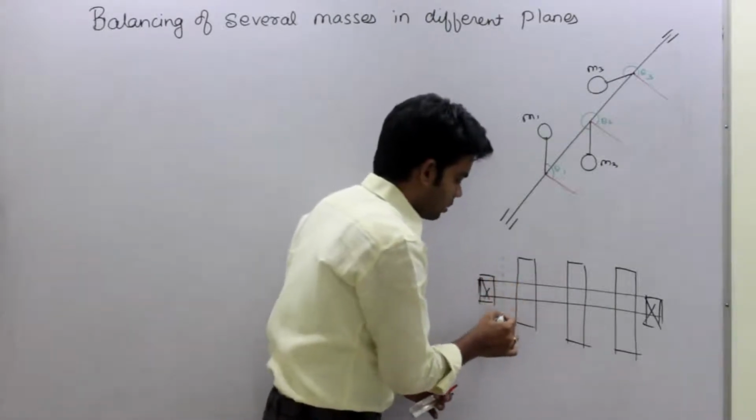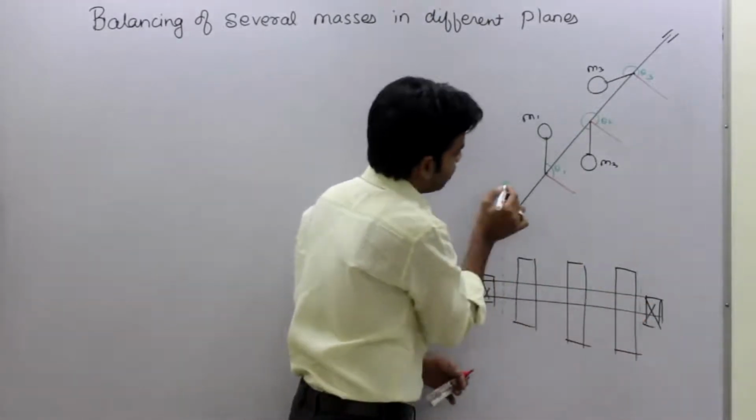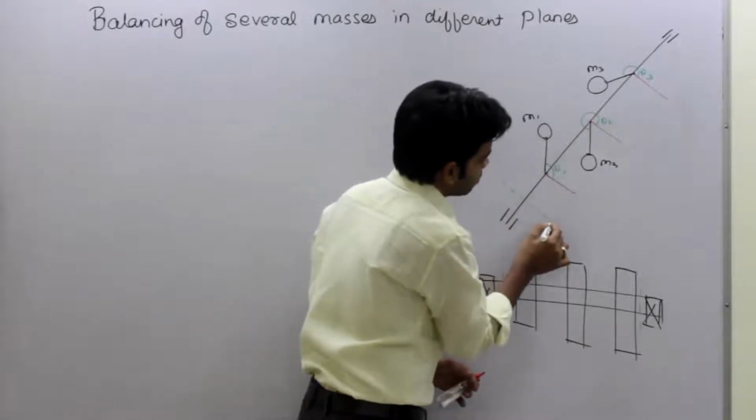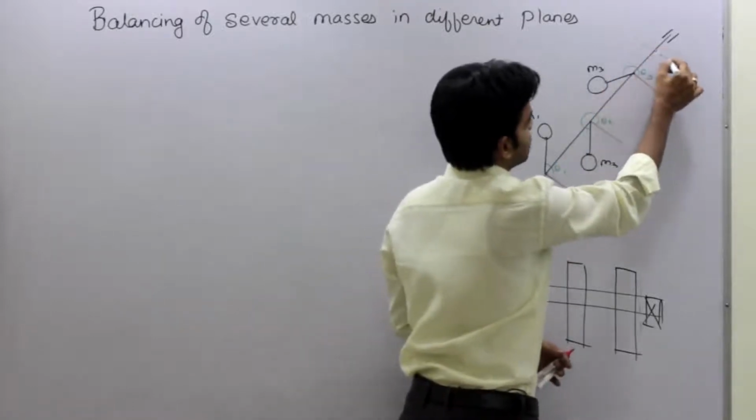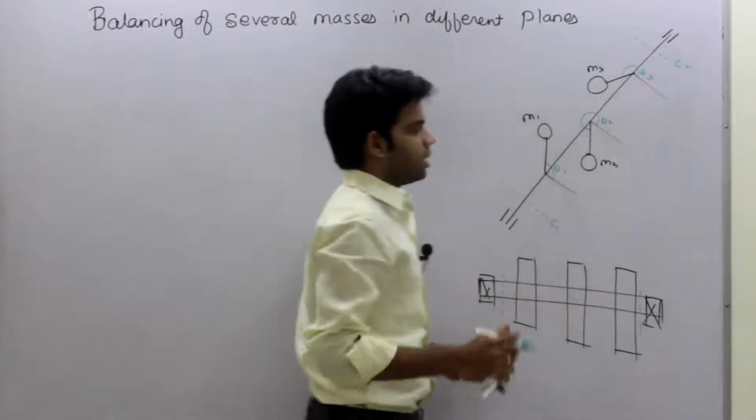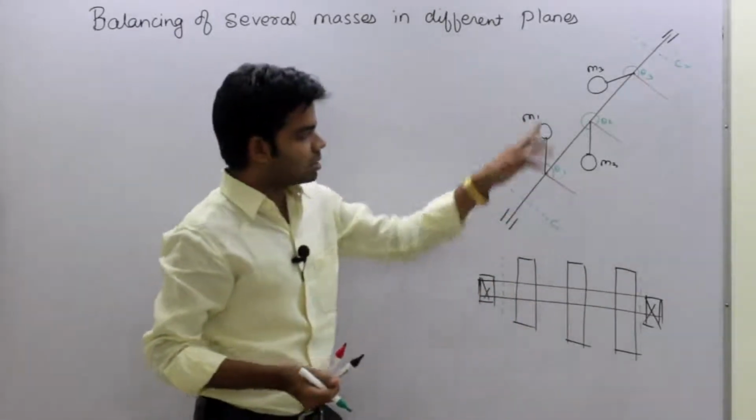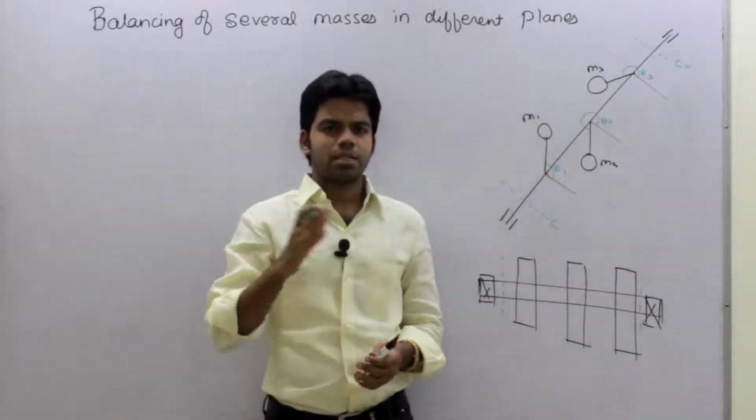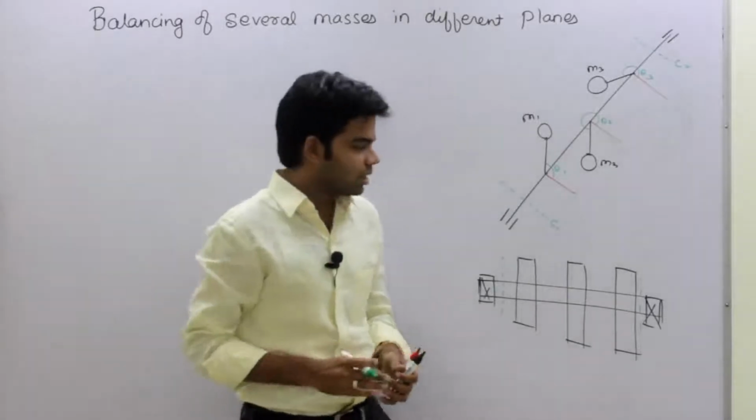we will take two reference planes here. We will take two reference planes, suppose C1 and C2, through which we can balance this whole system. That means we will put the masses in these two reference planes only. Now why are these two reference planes taken? We will discuss it later on.